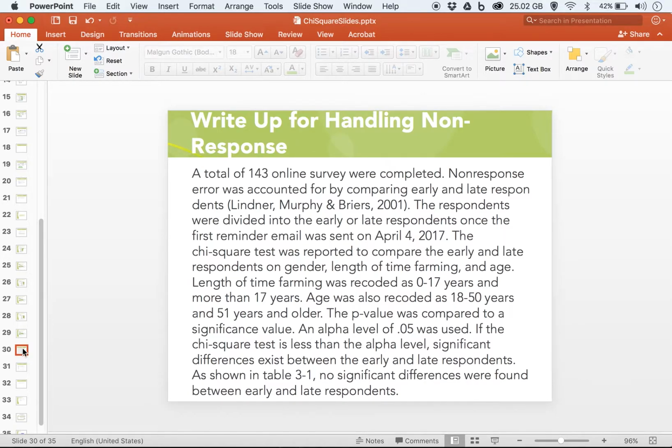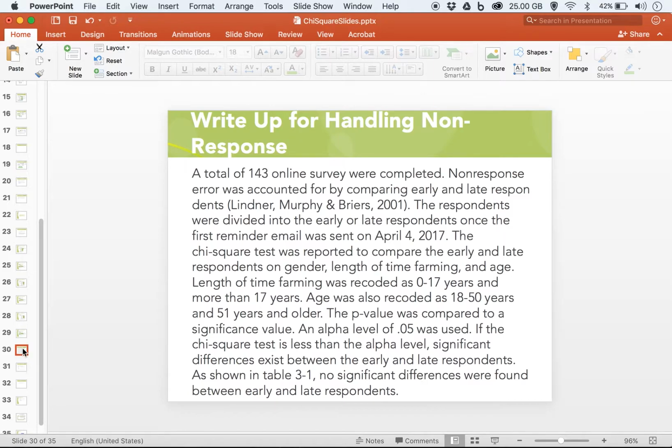And then the chi-square tests were reported to compare the early and the late respondents on their gender, length of time farming, and age. And the length of time farming was recoded as 0 to 17 years and then more than 17 years. The age was also recoded as 18 to 50 years and then 51 years and older.